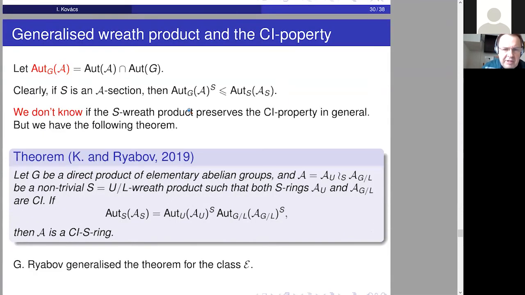Now the generalized wreath product and the CI property. We don't know in general if the S-wreath product or generalized wreath product preserves the CI property. That would be very good to know in general. But with Grigory Ryabov, we gave a sufficient condition. And for this sufficient condition, we introduced this notation for the intersection of the automorphism group of the S-ring with the automorphism group of G.